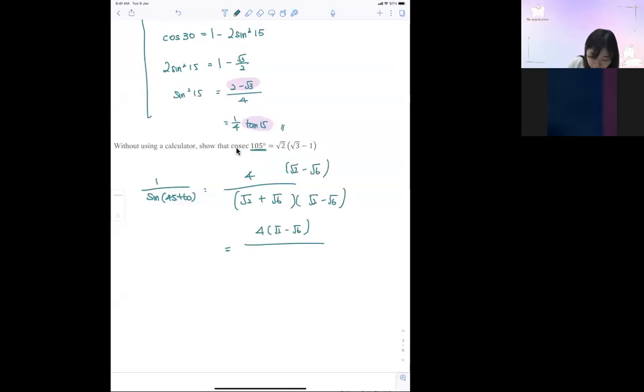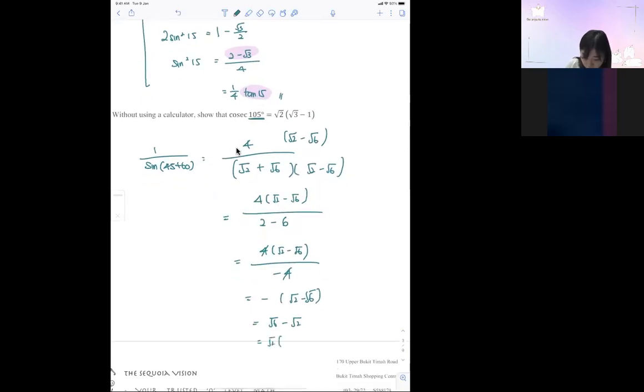A plus b, a minus b is a squared minus b squared. So 2 minus 6 is minus 4. So you get minus square root 2 minus square root 6. Flip. They want you to factorize square root 2. Then you get the answer.